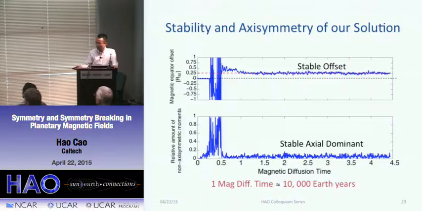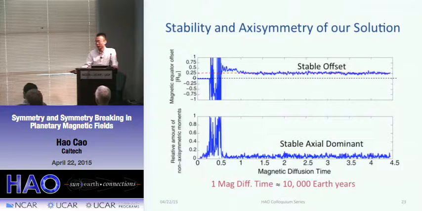It does not oscillate between the north and south. I'm showing here the magnetic equator offset, which is just a proxy of how different the two hemispheres are. If it's offset to the north, it means the northern hemisphere has a stronger field. If it's offset to the south, it means the southern hemisphere has a stronger field. So we start from zero. The initial field is a weak dipole, purely symmetric with respect to the equator. After a short initial unstable period, it quickly settled to a stable offset. For the four magnetic diffusion times we're running, it's all stable. And it's also axial dominant, so the non-axisymmetric power is less than 10%, except in the initial unstable moment.